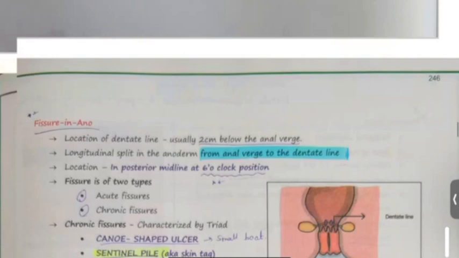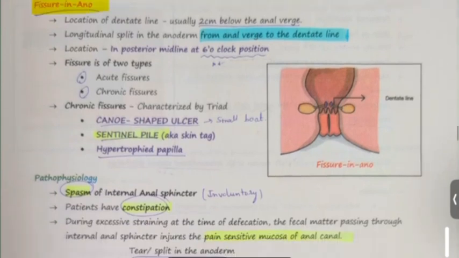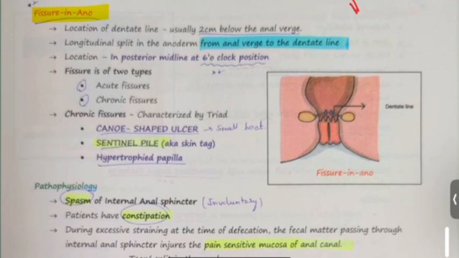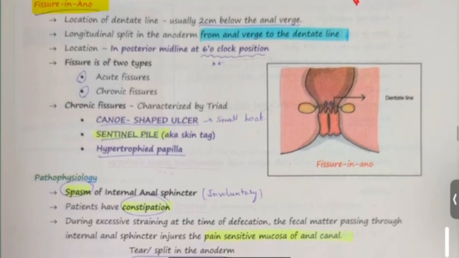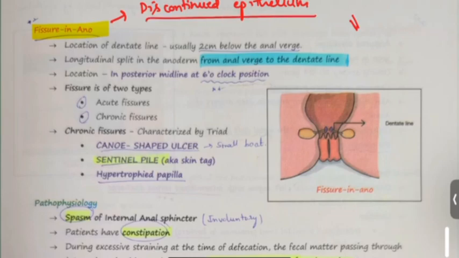Okay. So next we are starting with fissure in ano. Fissure in ano is nothing but a wound in the anal canal, you can say, or a breach in the epithelium, or just an ulcer-like thing. That is nothing but, you can say, discontinuity in the epithelium of the anal canal. Discontinued epithelium in the anal canal is called fissure in ano.